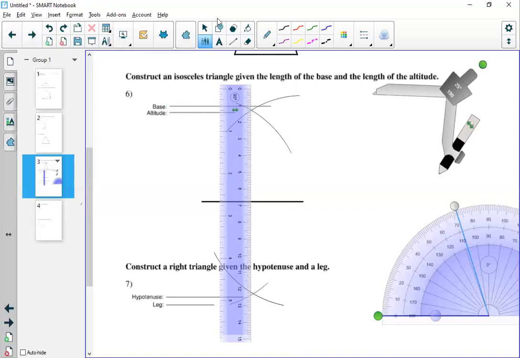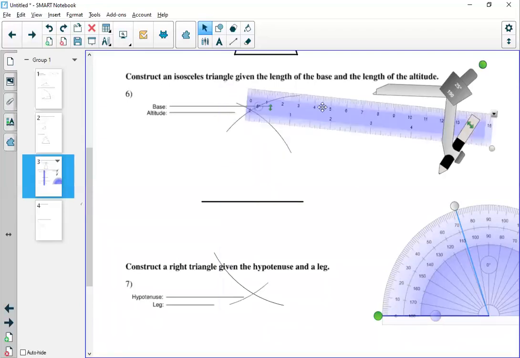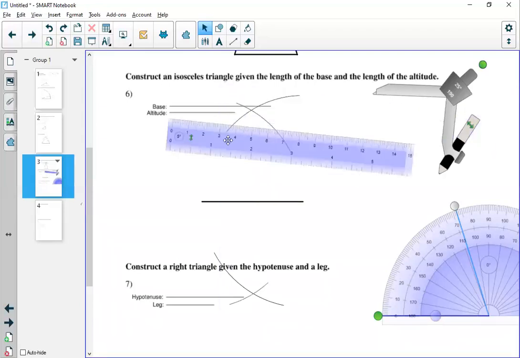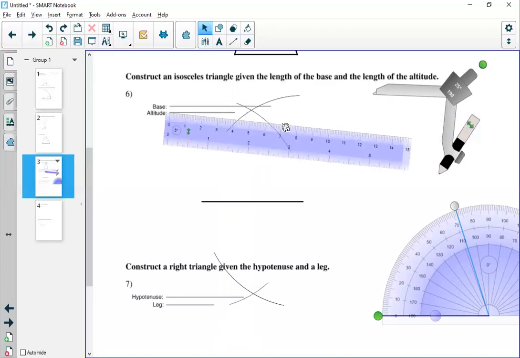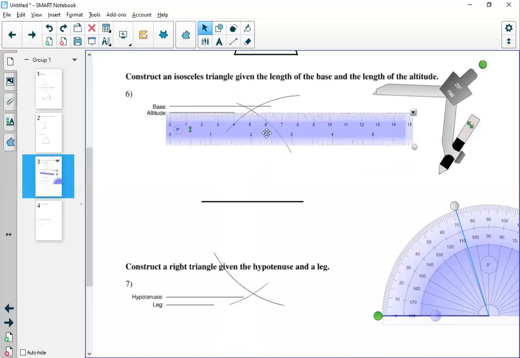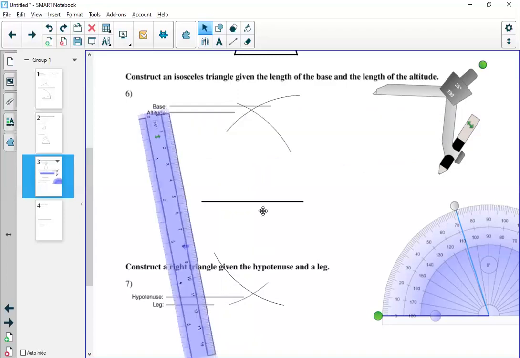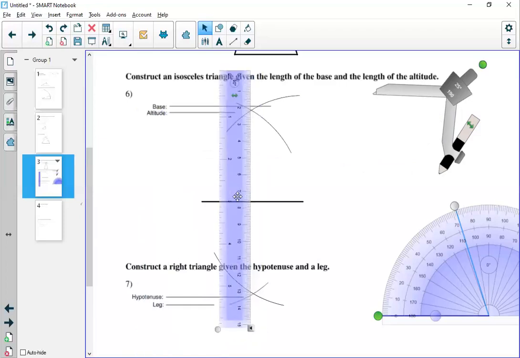Let me quickly measure the altitude first. I have to take the measurements of the altitude before I do that. Measure the altitude. So the altitude is approximately 4 centimeters. Approximately 4 centimeters. So first, come here and let's get a broken line. Here I need a broken line.